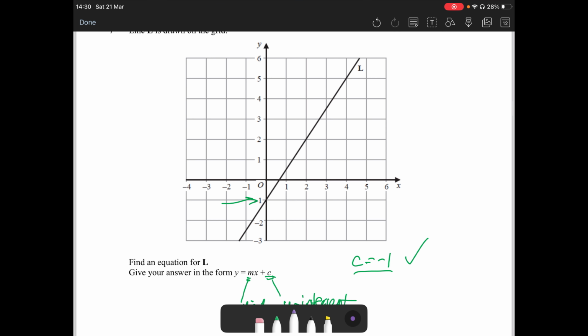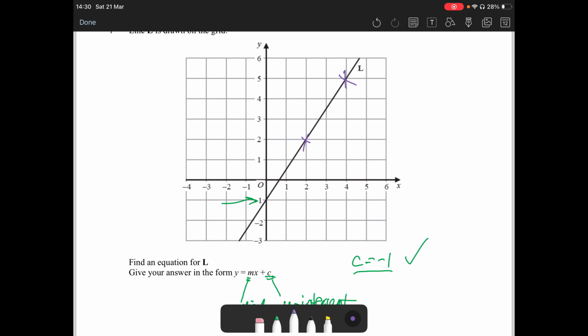Now, to get the gradient, pick any 2 points on your line. Ideally, any 2 points where the numbers are really easy to read. For example, (2, 2) is going to be way better than picking some random point like there, because what number even is that? So I'm going to pick 2 points, preferably ones where it's easy to read. There we go. So I pick the points (2, 2) and (4, 5).